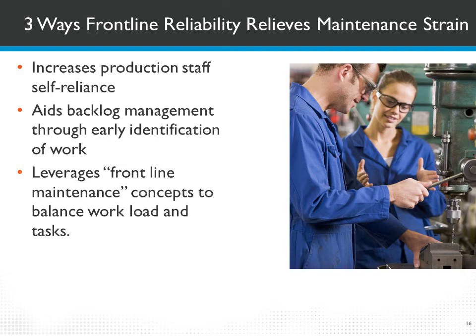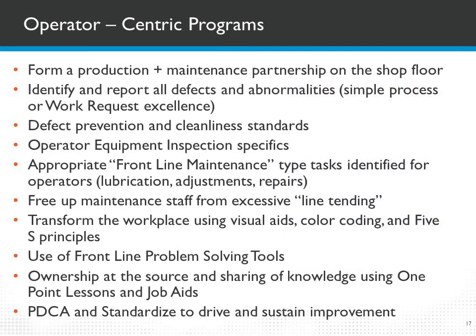That's important. The goal of reliability is to get away from the firefighting mode and to be more proactive. With frontline reliability, this really gives you a heads up in getting into the focus of proactive maintenance. So for operator-centric programs, it forms a partnership on the shop floor. In many facilities, operations and maintenance aren't tied together. This actually forms a partnership, builds bonds. They work together now, with an understanding of the process of how things work, to report defects and abnormalities.